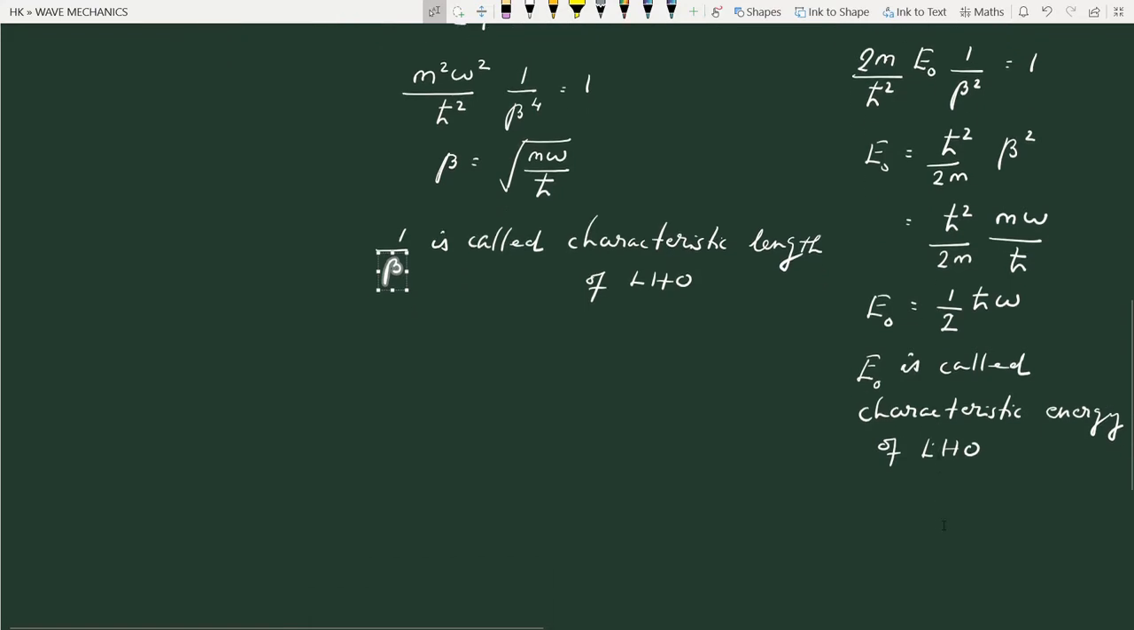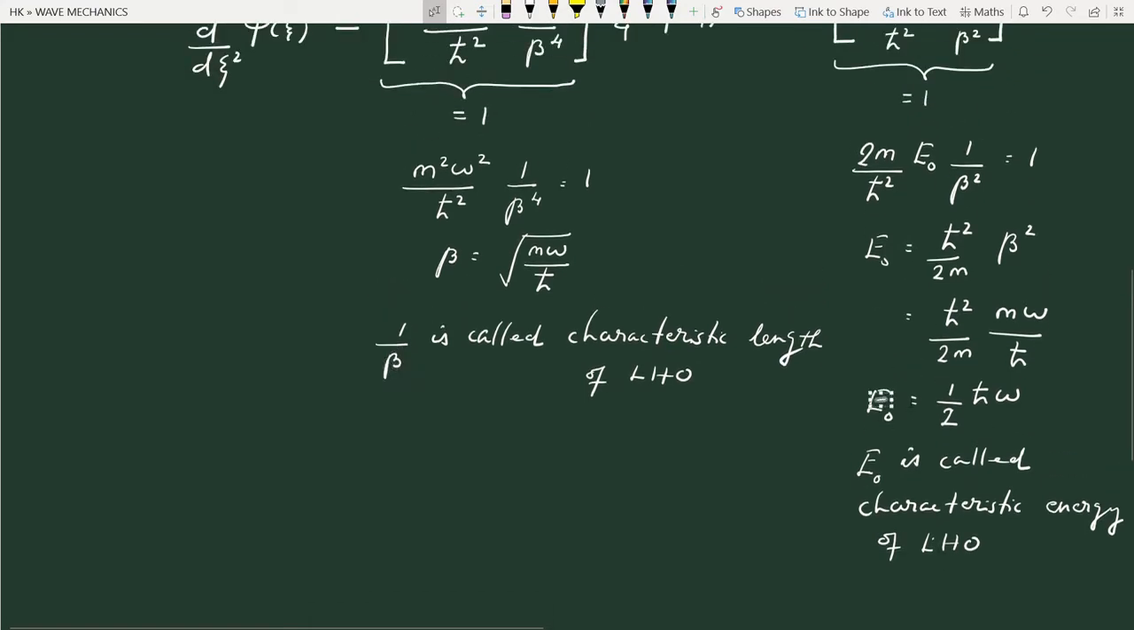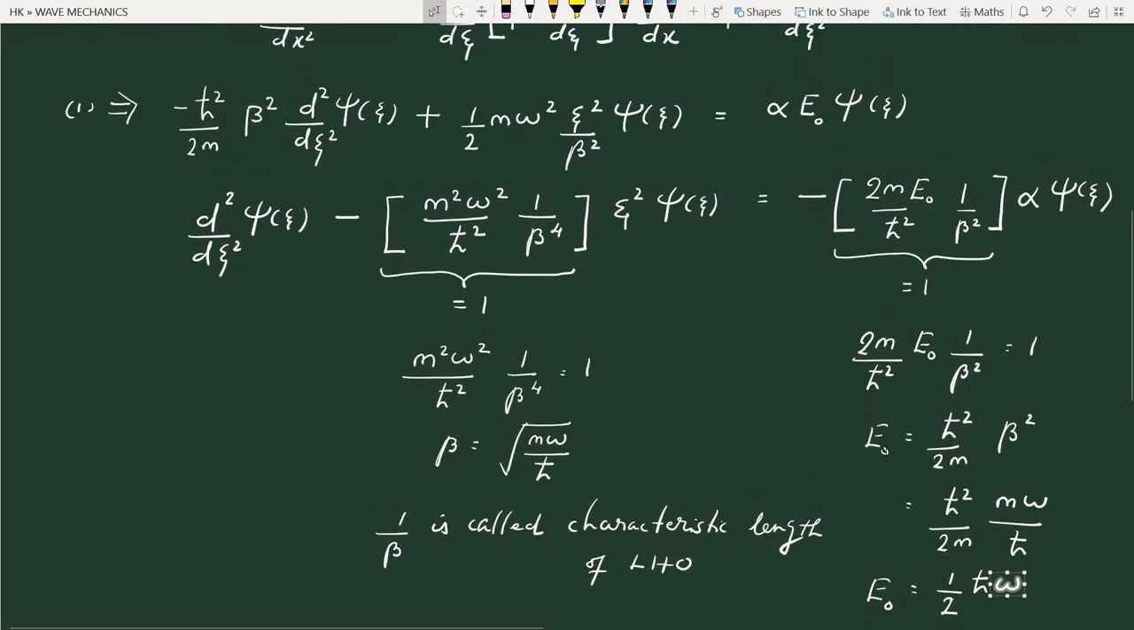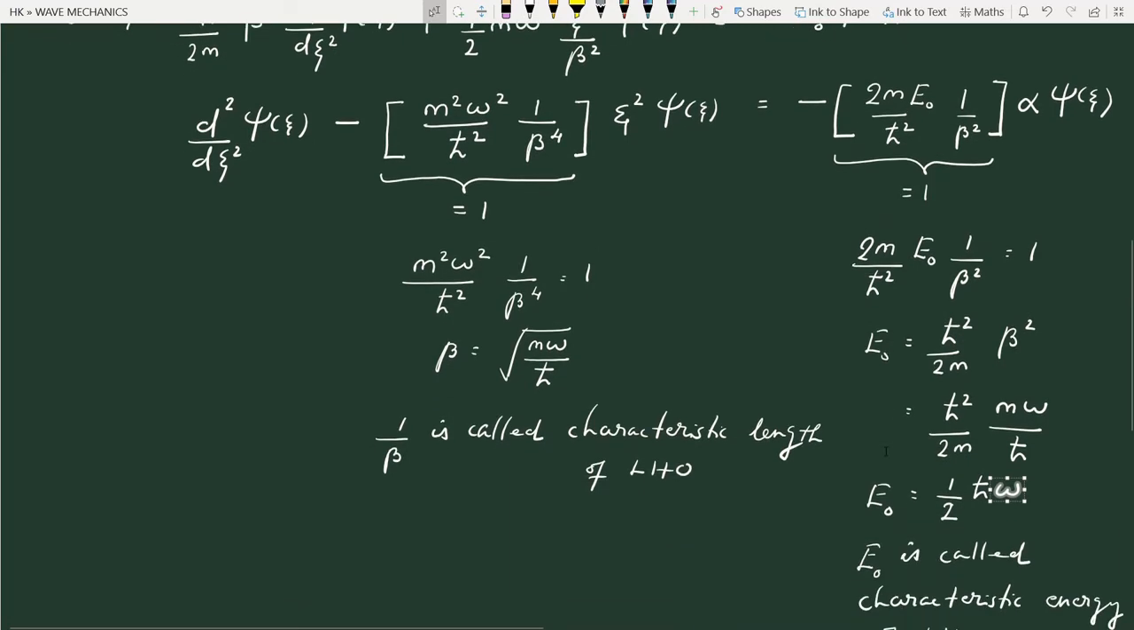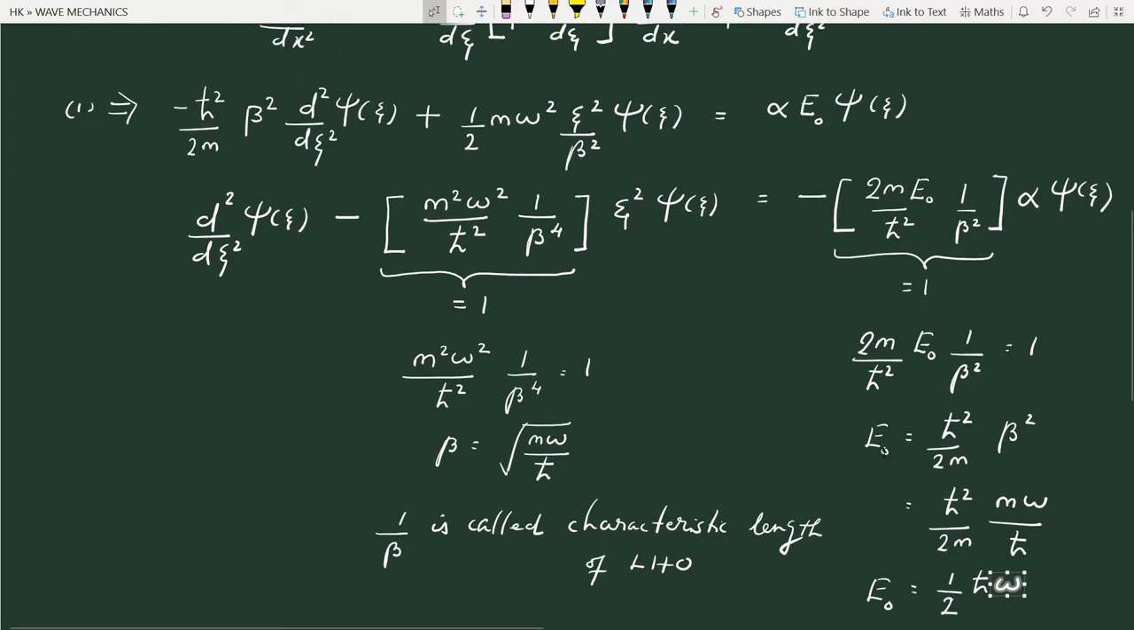And one more point about characteristic energy. Later we will see that the ground state energy of linear harmonic oscillator is half h cross omega. Okay, this is always true for bound systems. Characteristic energy will always be equal to ground state energy. This is not only for linear harmonic oscillator, for other bound systems also we can show this. So what we have done here is we have rewritten the Schrodinger equation using characteristic length and characteristic energy. Okay, we have rewritten the Schrodinger equation in terms of the dimensionless variables.